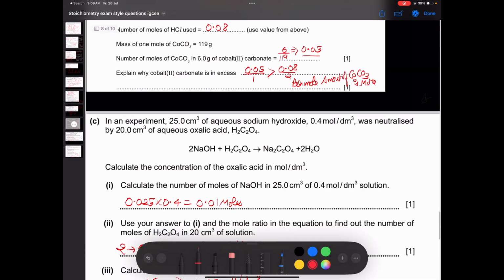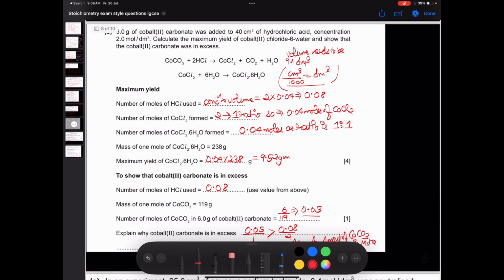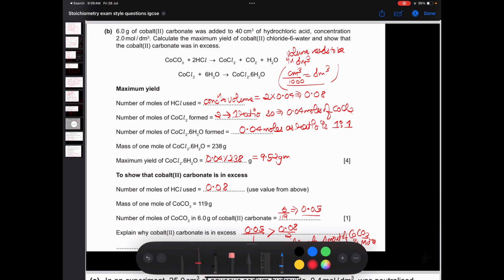Okay. Now, so we are left with only 3 questions. Now, this question looks like a lengthy, complicated one, but it's one of the easiest ones. Have a look at it. Number of moles of HCl used. They have given you the concentration of HCl here and the volume of HCl here, right? So what do we do? Concentration times volume. Concentration is in moles per decimeter cube. Volume is in centimeter cube. So we'll have to convert this into decimeter cube, right? So that will be 0.04. The moles are 0.08. First question done.